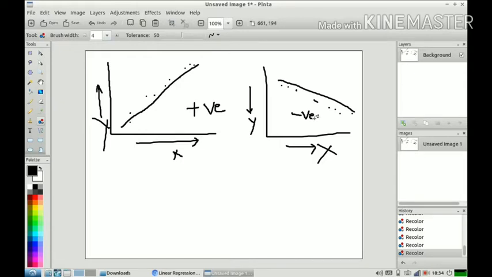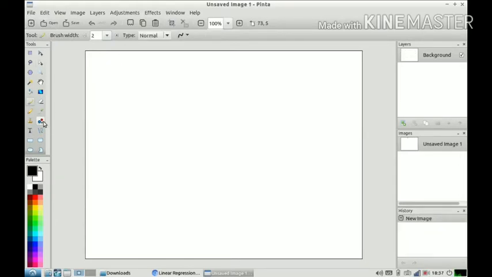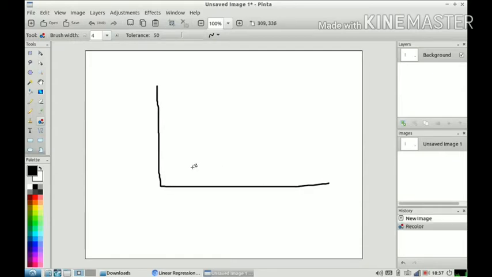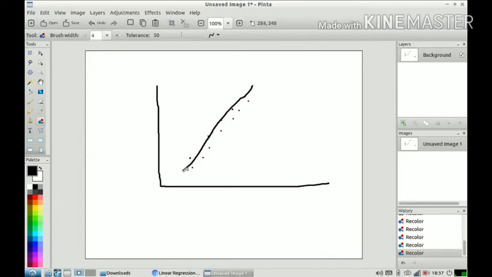Okay, let me create a new one. Let's draw some stuff and understand linear regression. Suppose this is our data, and this line represents our model. This line represents our model. Pardon me for the drawing.